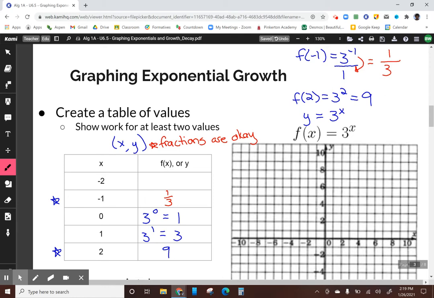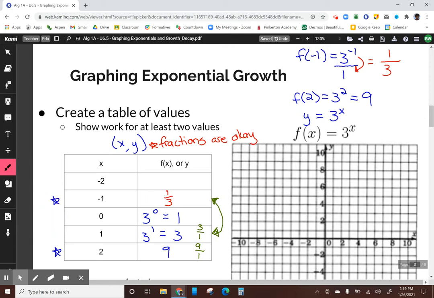And now, this is where trying to establish patterns might come in handy. So 9 can be rewritten as 9 over 1. 3 can be rewritten as 3 over 1. And then 1 can be written as 1. But you're going to notice something about -1 and +1 in this table. You might notice that the fractions are simply flipped over, because 1 over 3 is the same as 3 to the negative first power. And that is very similar to 3 over 1.